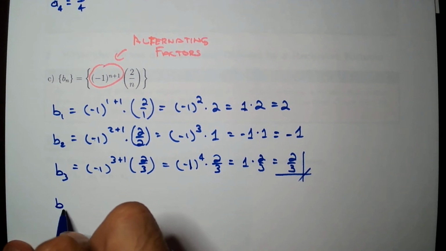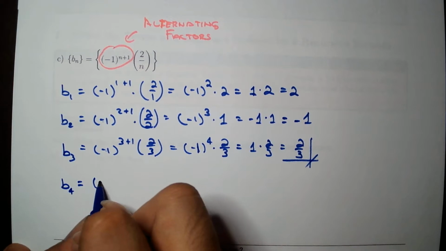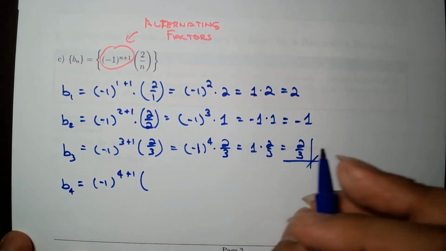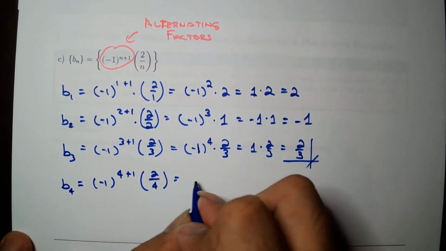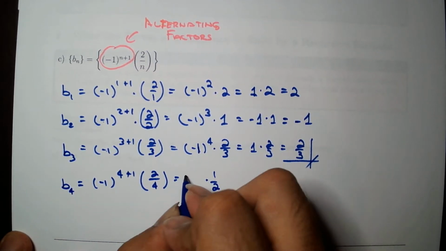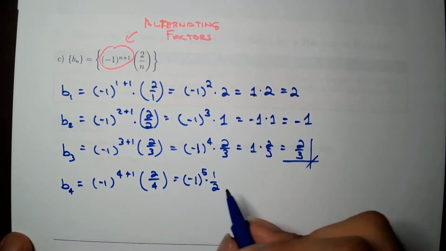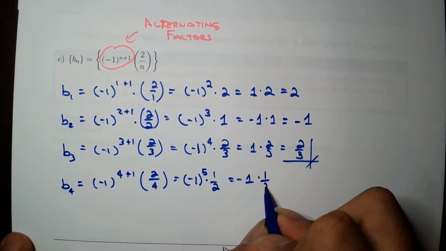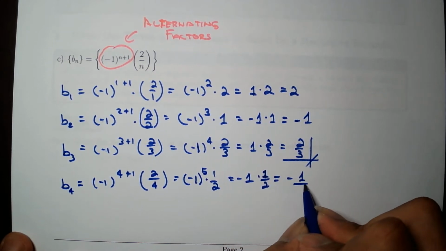B sub 4. That's going to be -1 to the 4 plus 1 times 2 divided by n, which in this case is 4. These two 4s will be reduced to 1/2. And this -1 to the 4 plus 1 is the same as saying -1 to the 5th power. -1 to the 5th power, that's a -1, an odd power, times 1/2. And then that's -1/2.